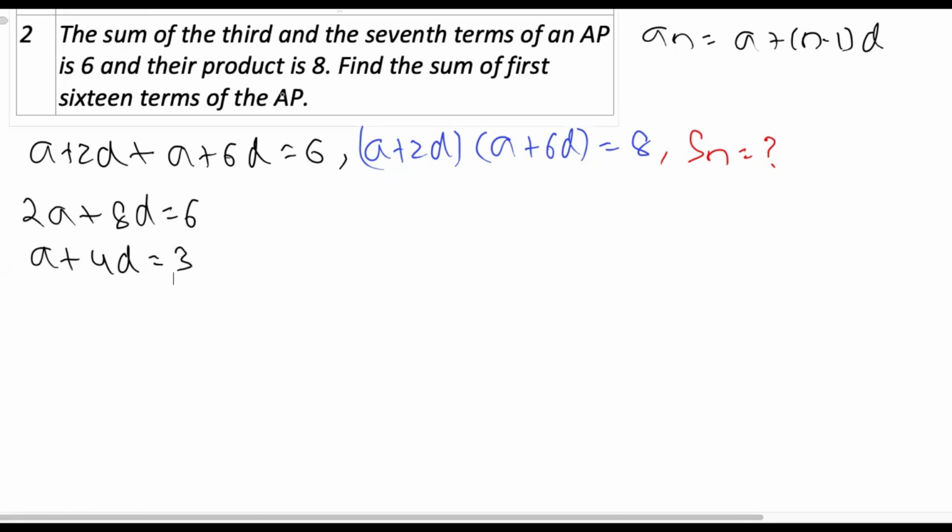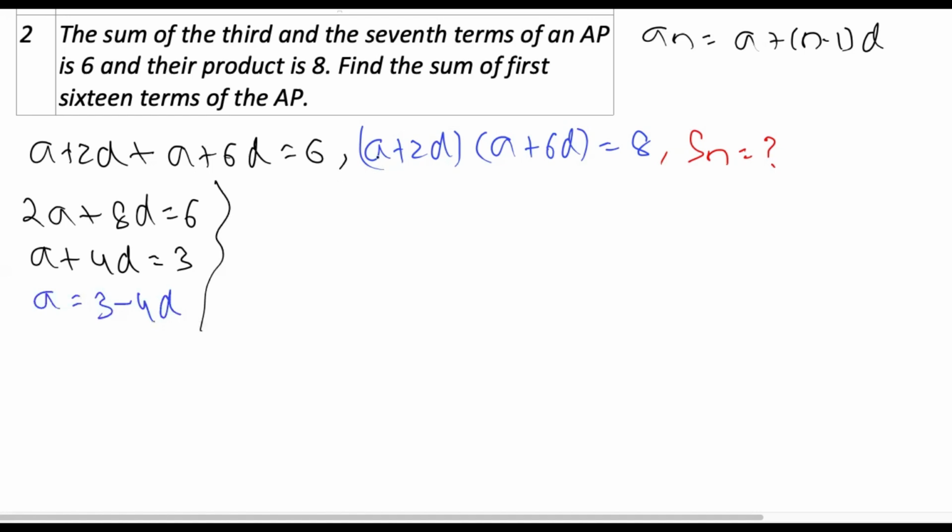Now, instead of solving this by expanding, you should go for substitution. Instead of expanding this, we should do substitution to convert them into a single variable. What I'm going to do is obtain a from here. If I write a here, a comes out to be 3 minus 4d. And I'm going to replace this a here. That way it will be simplified.